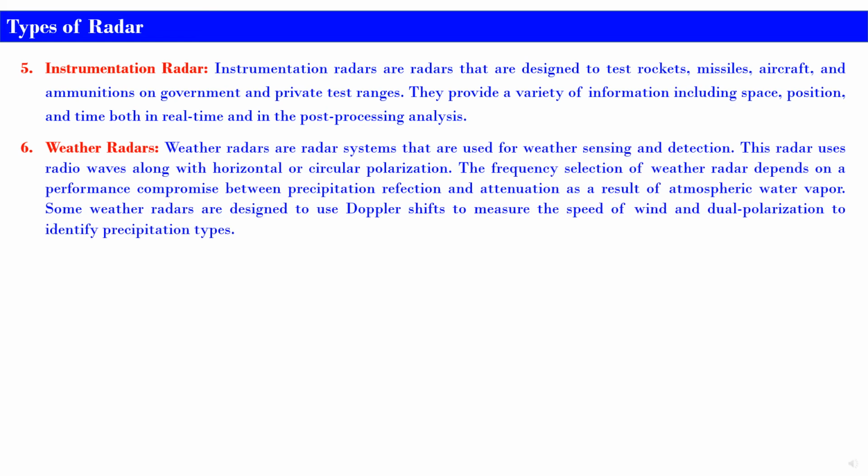Sixth, weather radar. Weather radars are radar systems that are used for weather sensing and detection. This radar uses radio waves with horizontal or circular polarization. The frequency selection of a radar depends on the performance compromise between precipitation reflection and attenuation as a result of atmospheric water vapor. Some weather radars are designed to use Doppler shift to measure the speed of wind and dual polarization to identify precipitation types.